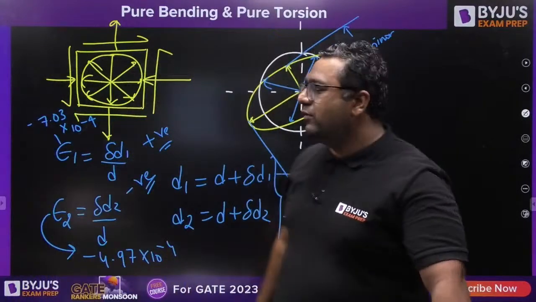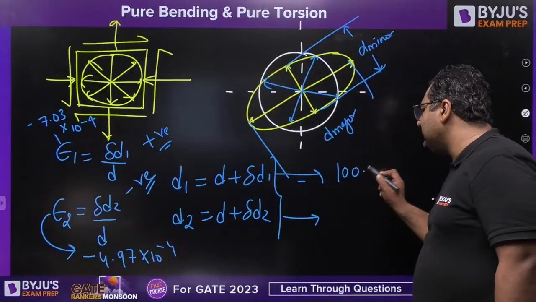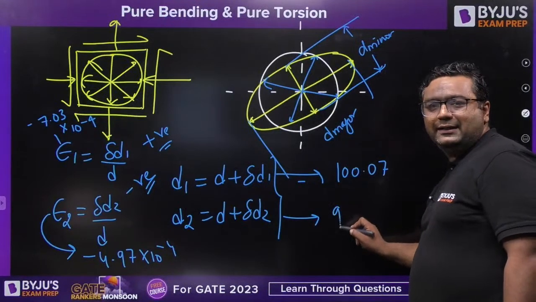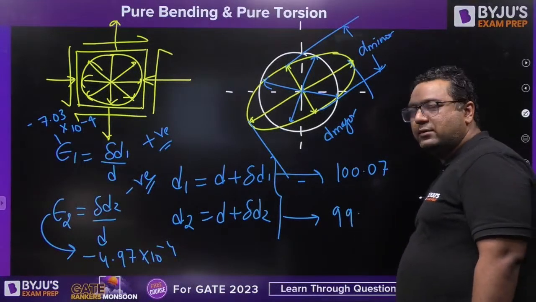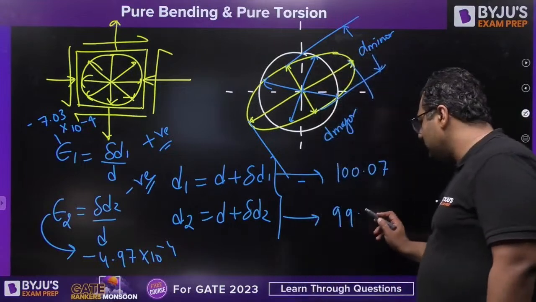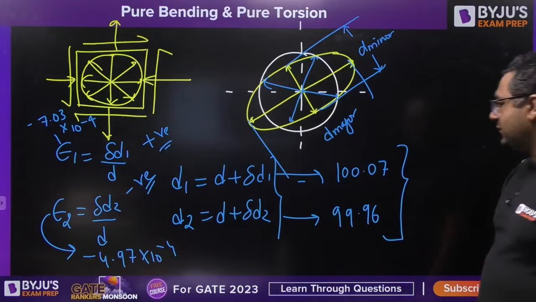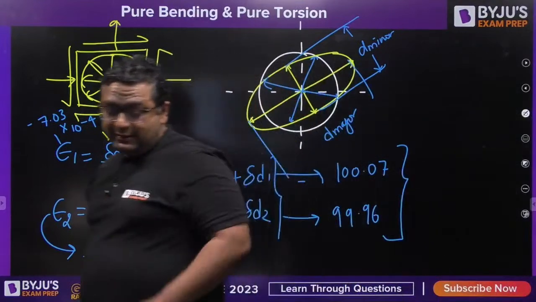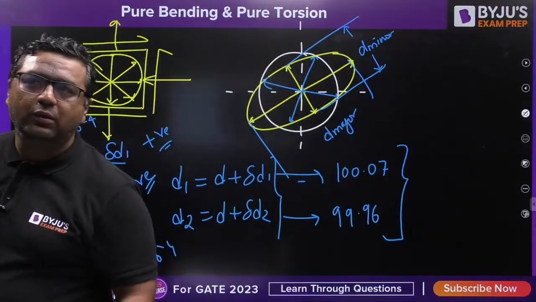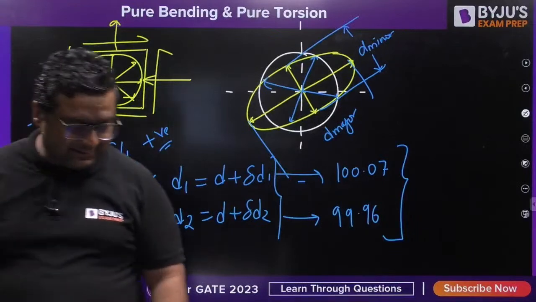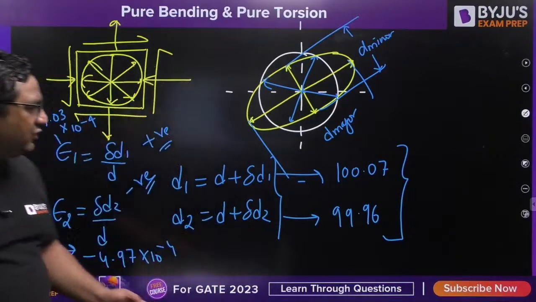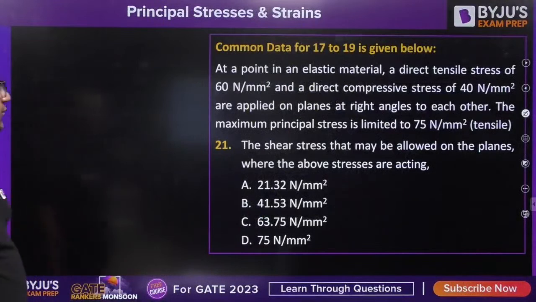Using this, you will get 100.07 and 99.96. Very good, guys. Is it clear for all of you? Yes. Fine, guys. We are towards the end of the session.